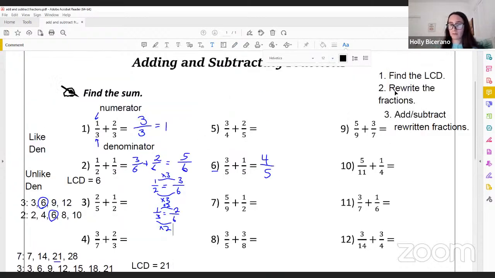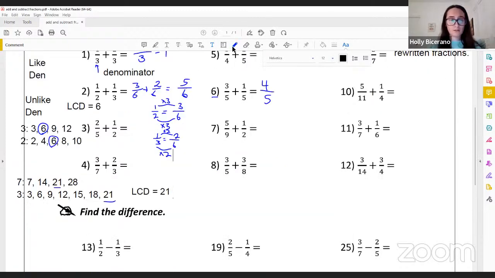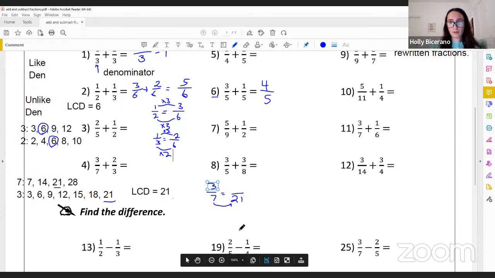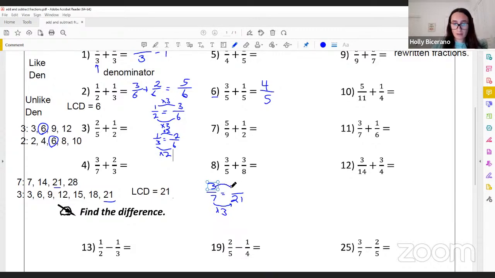Second step is to rewrite the fractions. So let's go ahead and do that. 3 over 7 equals blank over 21. So what do we multiply 7 by to get 21? We multiply it by 3. So we also multiply the 3 on top by 3. And that gives us 9 over 21.